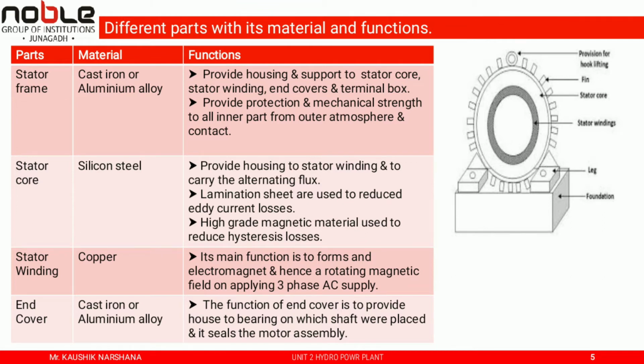Stator winding is made up from copper, and its main function is to form an electromagnet, right? N pole, S pole, whatever single polarity, and hence a rotating magnetic field on applying three-phase AC supply. The supply we give to the stator is a stationary supply, but it converts into a rotating magnetic field.